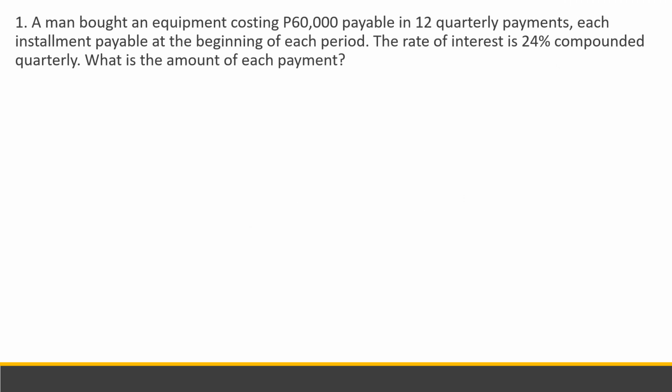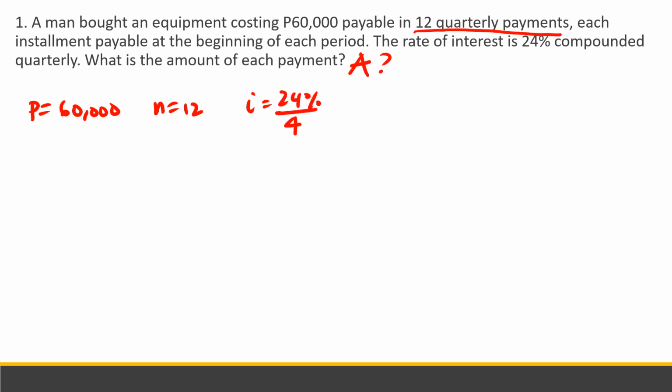Okay, so a man bought an equipment costing 60,000 pesos payable in 12 quarterly payments. So each installment payable at the beginning of each period. The rate of interest is 24% compounded quarterly. So what is the amount of each period or yung A natin? So P is 60,000 pesos or yung present worth. N is 12 periods and I is 24% compounded quarterly. So there are 4 quarters in a year. So magiging 6% na lang siya.